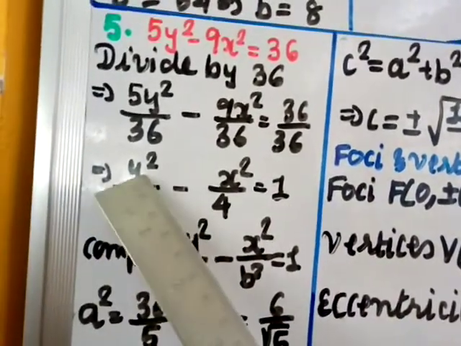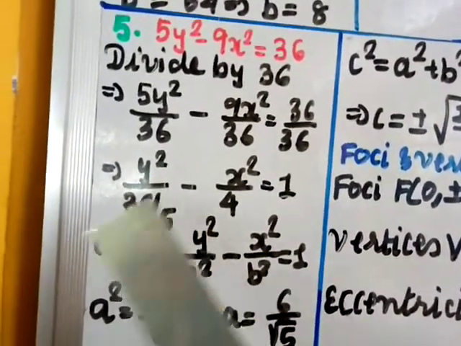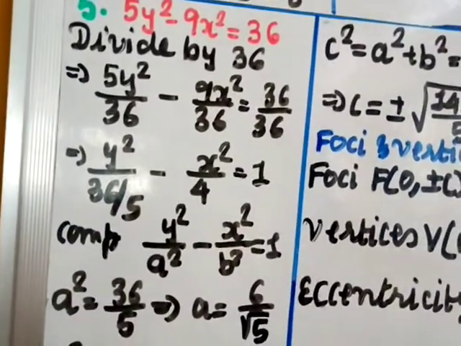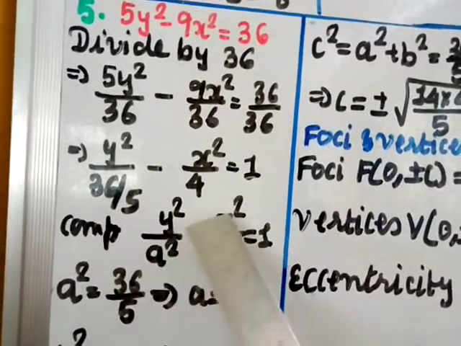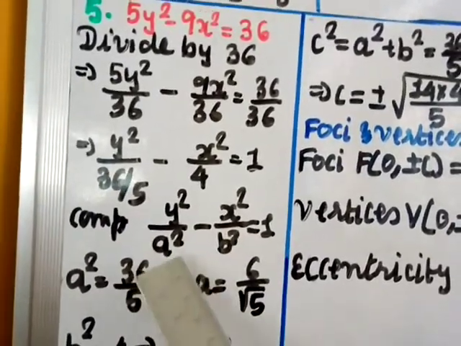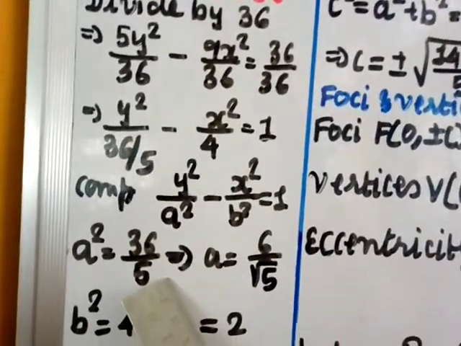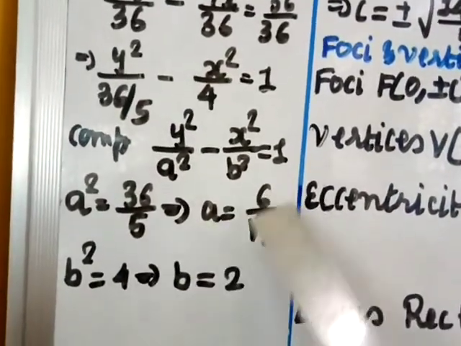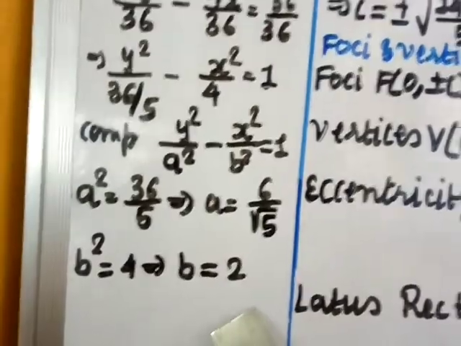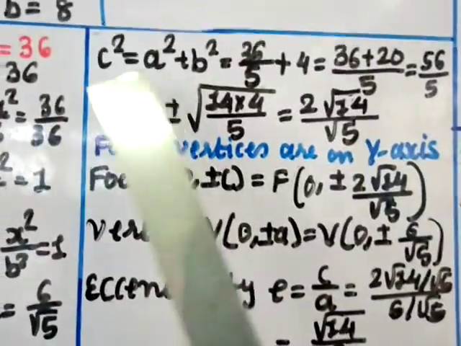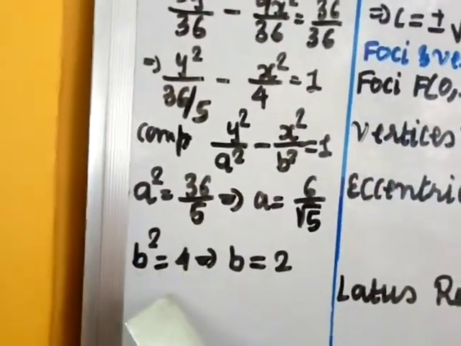Now here the denominator of y square is positive. That means the foci and the vertices are on the y-axis. We will compare this with y square by a square minus x square by b square equal to 1. So the a square value is 36 by 5. Take the square root, so the a value is 6 divided by root 5. And b square is 4, so the b value is 2. Let us find c. c square equals a square plus b square. The a square value is 36 by 5 and the b square value is 4.